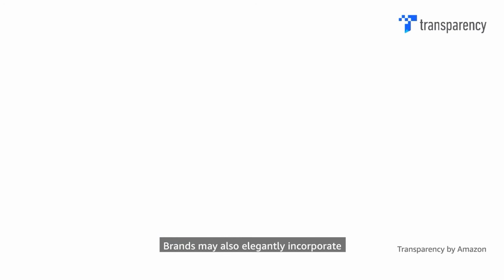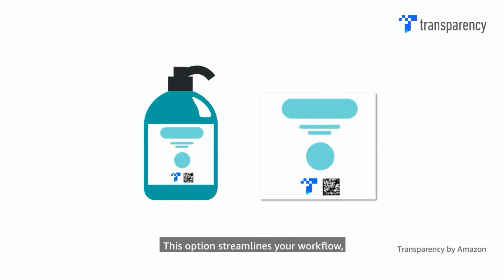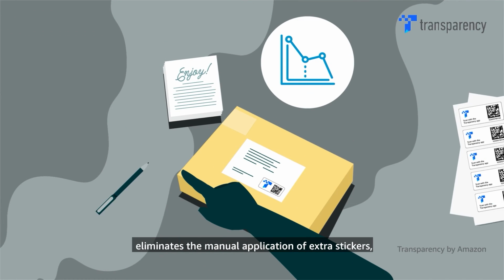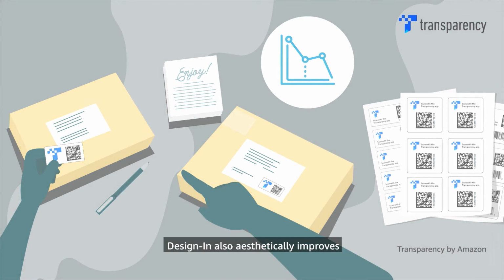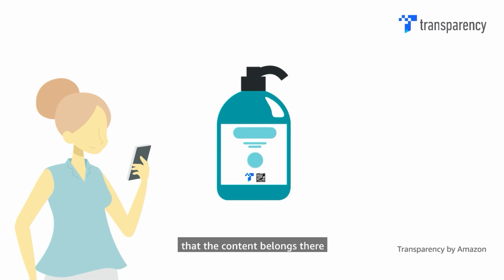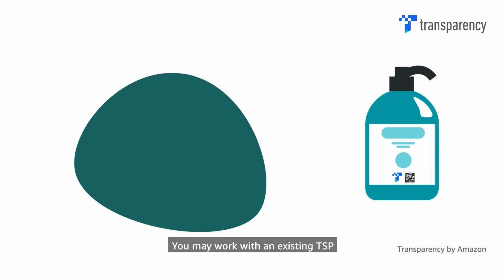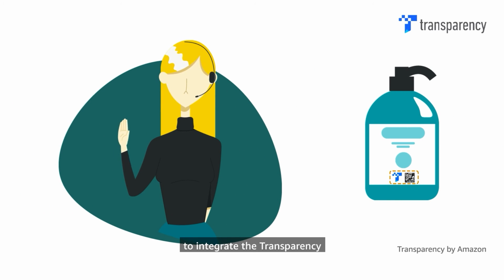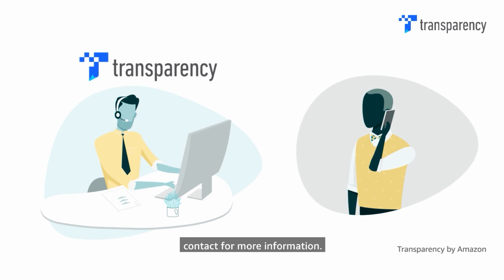Brands may also elegantly incorporate the transparency content with their artwork, also known as Design In. This option streamlines your workflow, eliminates the manual application of extra stickers, and lowers the risk of mislabeling. Design In also aesthetically improves the consumer experience for your brand. For example, consumers may perceive that the content belongs there versus a sticker applied as an afterthought. You may work with an existing TSP to integrate the transparency content on your packaging. If you do wish to choose Design In, please reach out to your transparency contact for more information.